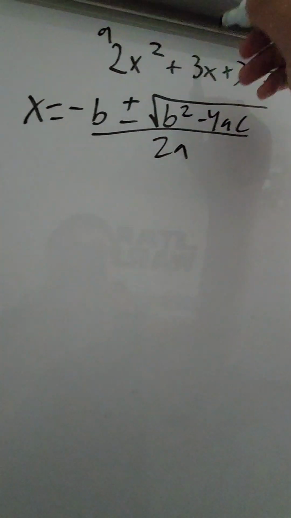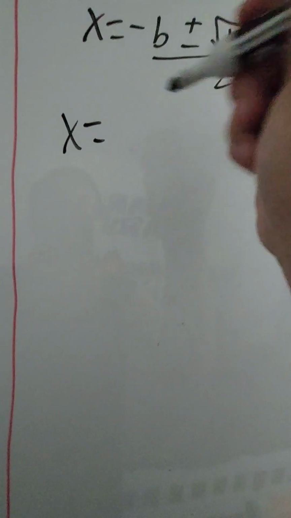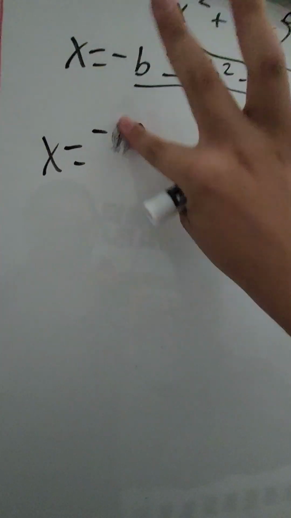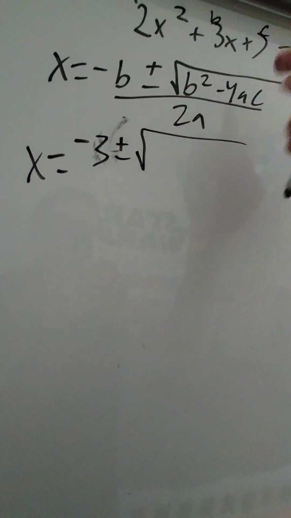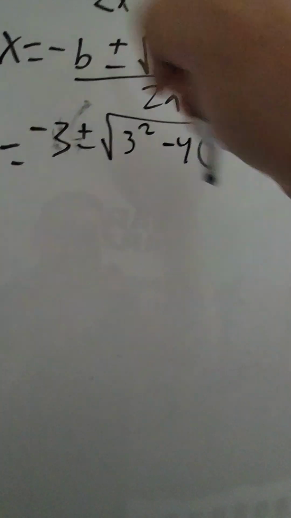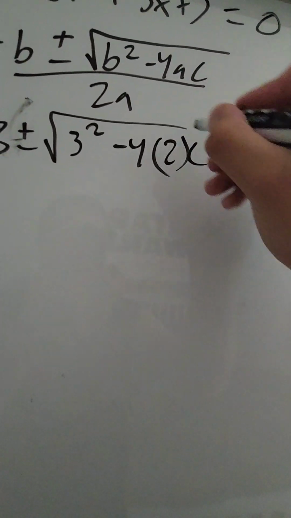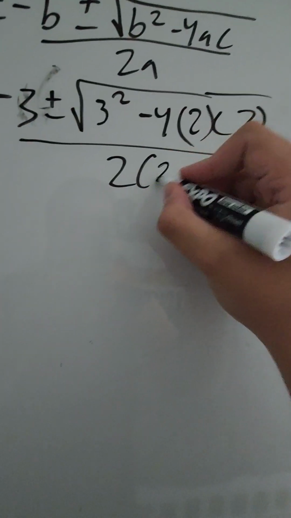So keep in mind, this is a, this is b, this is c. So you just plug these numbers into the formula. So we have x is equal to negative b, which is going to be 3. I have to really do parentheses. Plus and minus the square root of b squared, which is going to be 3 squared, minus 4 times a, which is going to be 2, times c, which is going to be 7, and over 2 times a, and a is going to be 2.